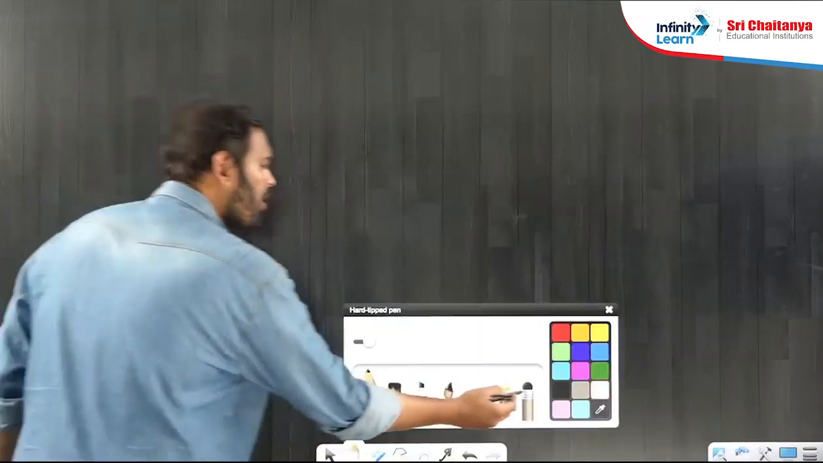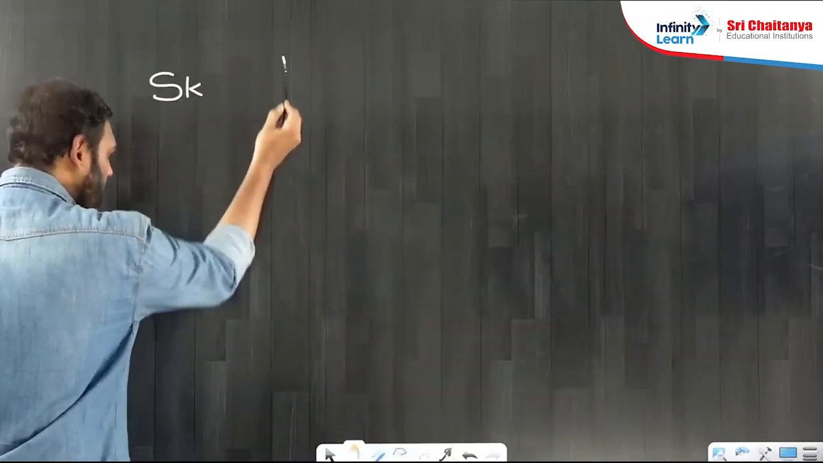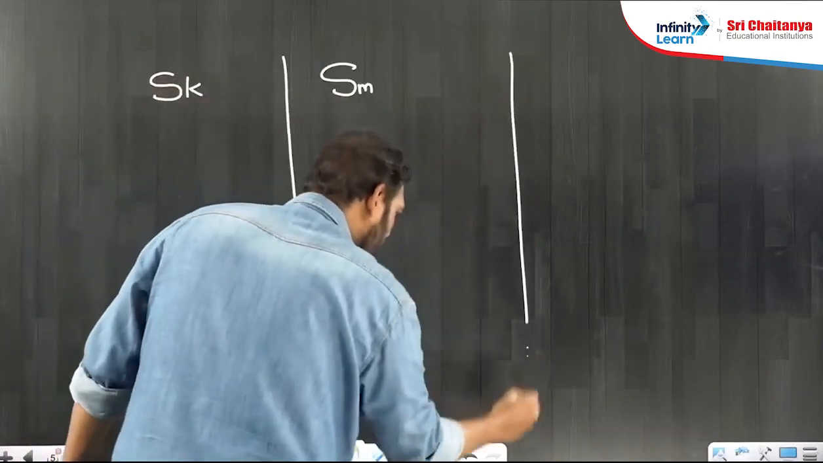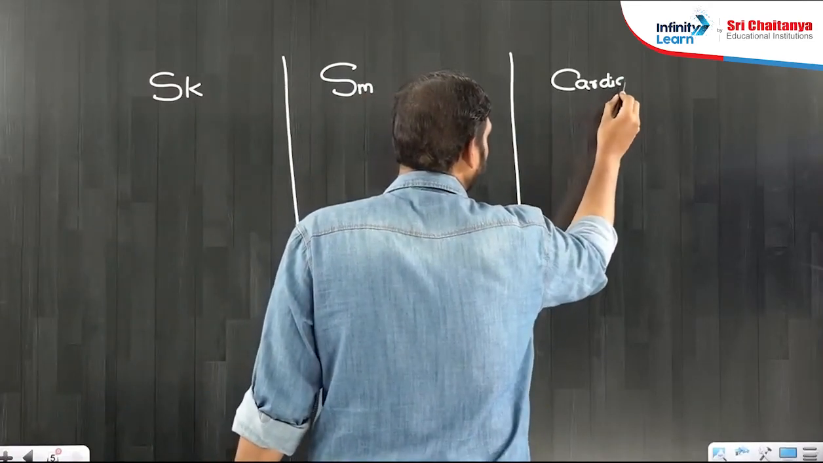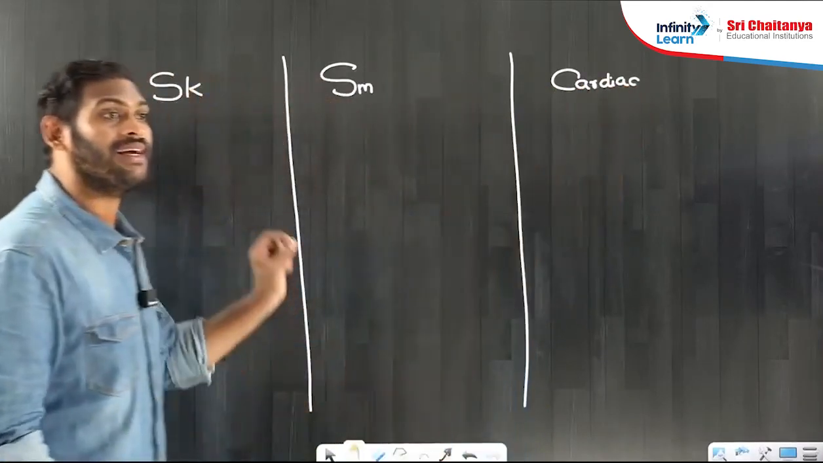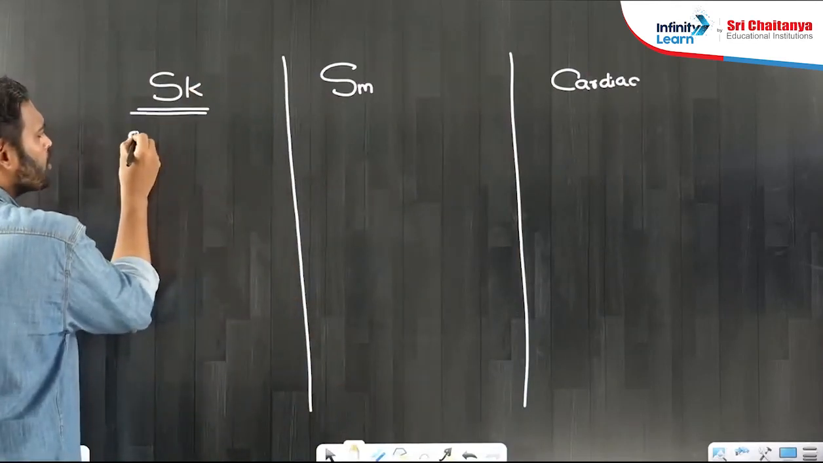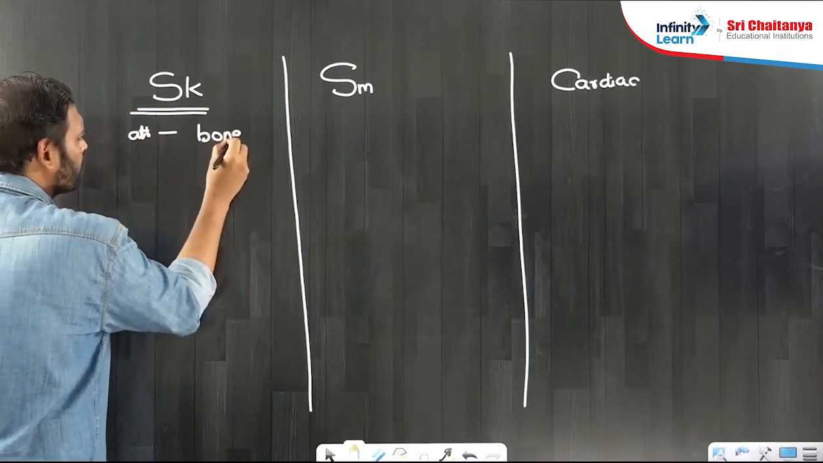Coming to their functional role. See guys, skeletal muscle, smooth muscle and cardiac muscle. Skeletal muscle is always attached to bone or cartilage.